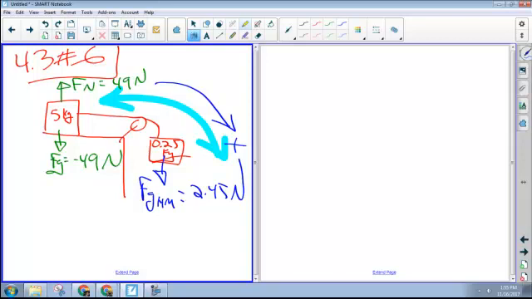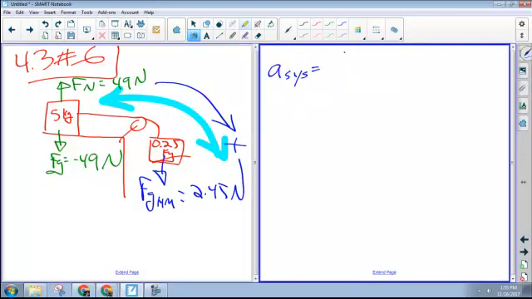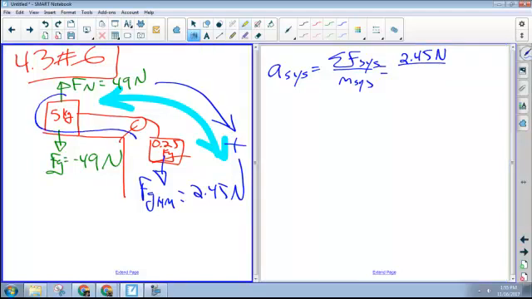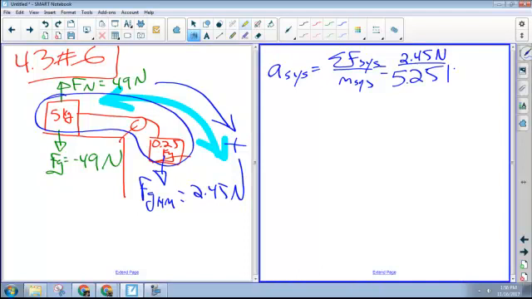Are there any other forces on my system? No. Why don't I worry about tension? Because it's inside the system. It's an internal force. So, acceleration of the system is net force of the system over mass of the system. Net force is 2.45 newtons, and that tiny force is responsible for accelerating the whole system. So what mass do I use? 5.25. Why don't you, like for the last one, calculate the force of gravity, and then why don't you do it?